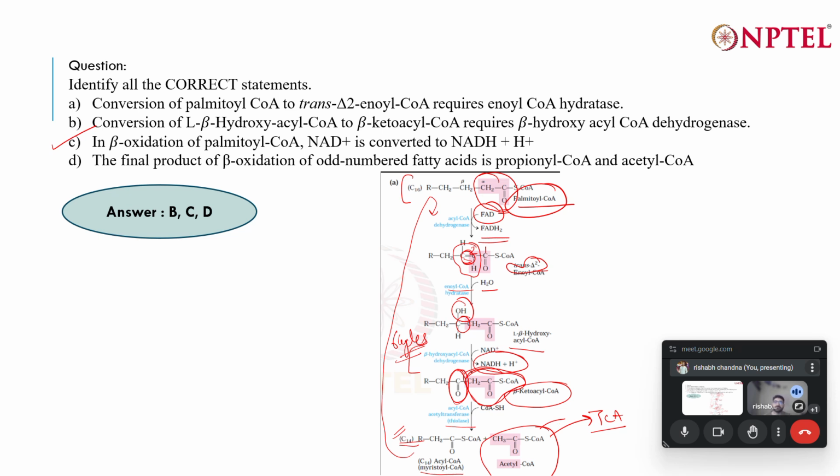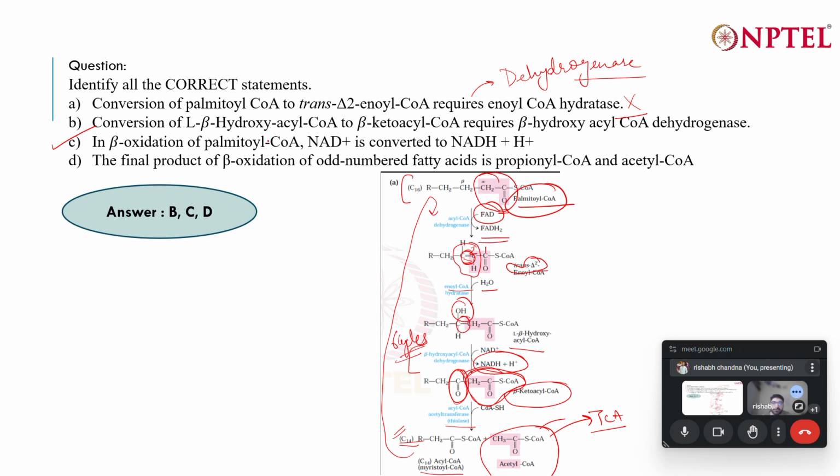So the conversion of palmitoyl coenzyme A to trans delta 2 enoyl coenzyme A requires enoyl coenzyme A hydratase? No. Okay, so this is actually a dehydrogenation reaction. So this is the first reaction of the beta oxidation. So this requires a dehydrogenase. Okay, so the first option is false.